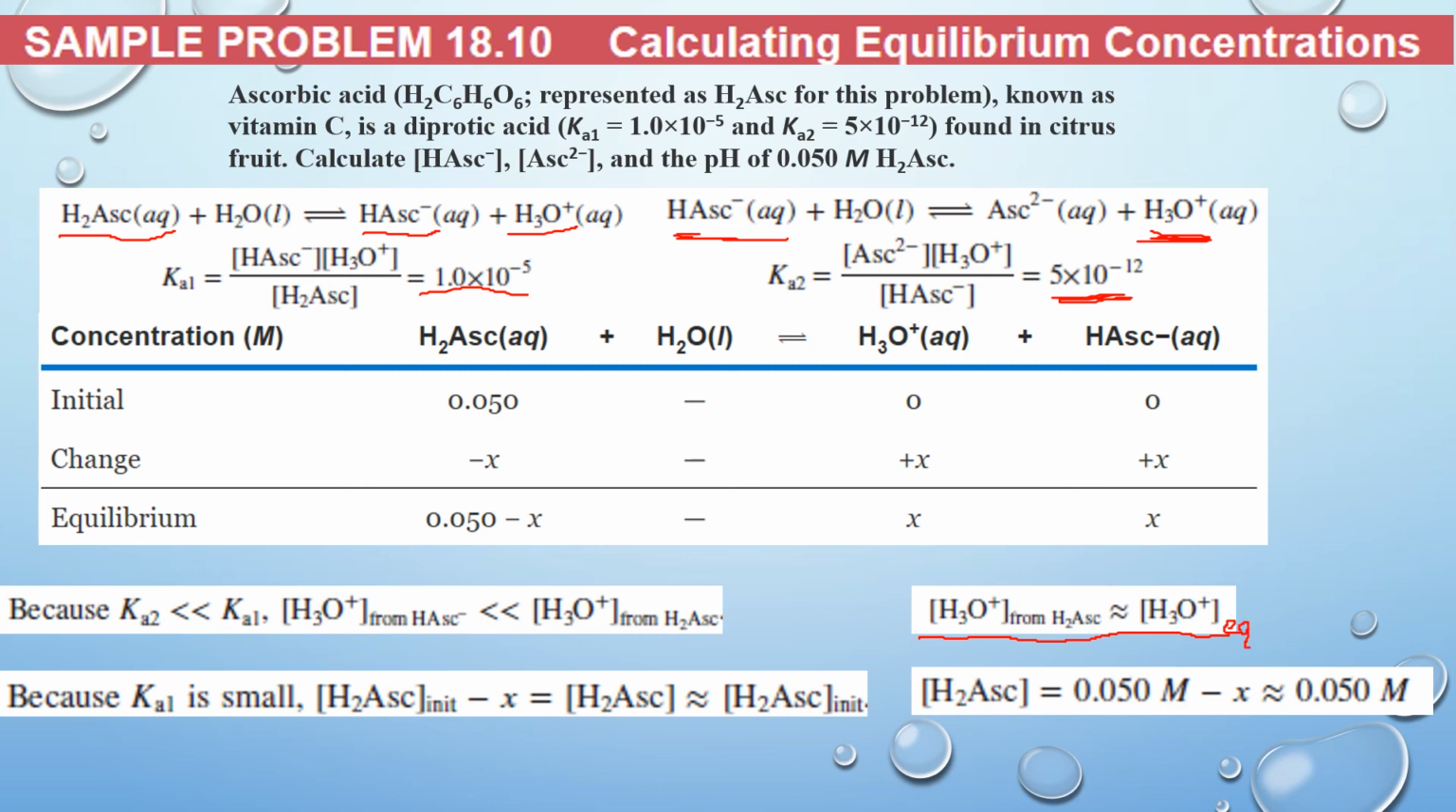The second assumption I'm going to make for the first reaction is that because its Ka1 value is so small, 10 to the negative 5, the X, the extent of this reaction, or the product generated, is also so small that it is negligible. So I can say the initial concentration of the acid, which is 0.5, is almost identical to the equilibrium concentration, which is 0.5 minus X, by neglecting the X.